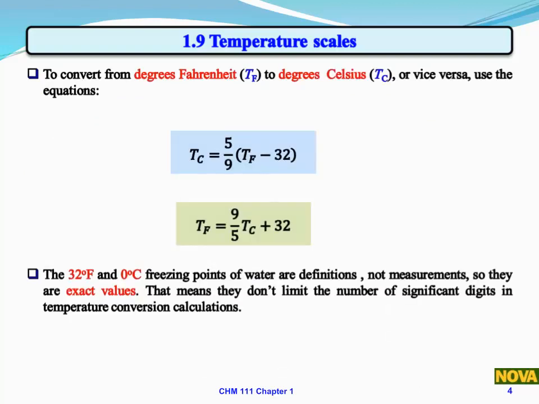To convert from degrees Fahrenheit to degrees Celsius, or vice versa, use the following 2 equations shown here. The 32 degrees Fahrenheit and 0 degrees Celsius freezing points of water are definitions, not measurements, so they are exact values. That means they don't limit the number of significant digits in temperature conversion calculations.